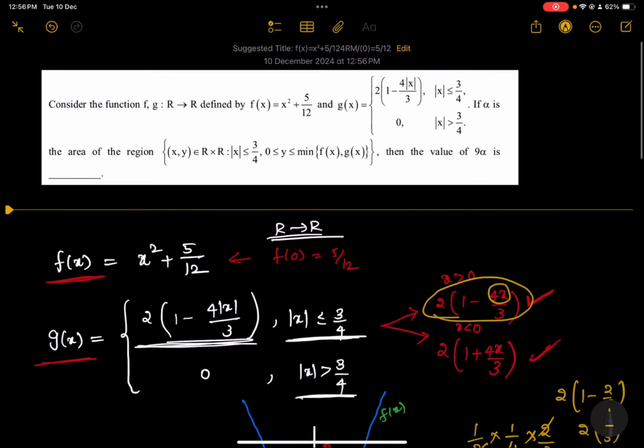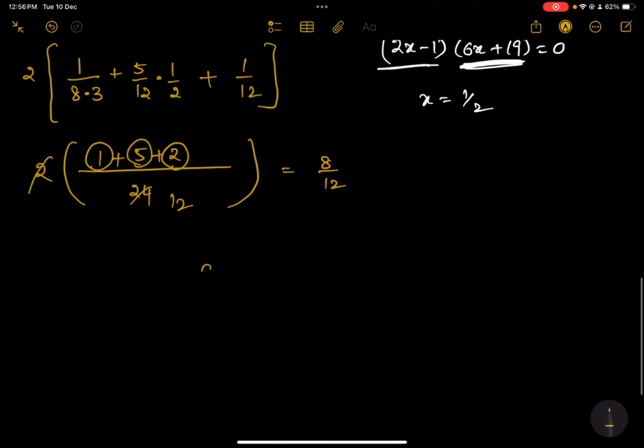And what is asked to find out? 9 alpha, 9 times the area. 9 into 8 by 12. 3 3s are 9, 3 4s are 12, 4 1s are 4, 4 2s are 8. So the answer is 6.